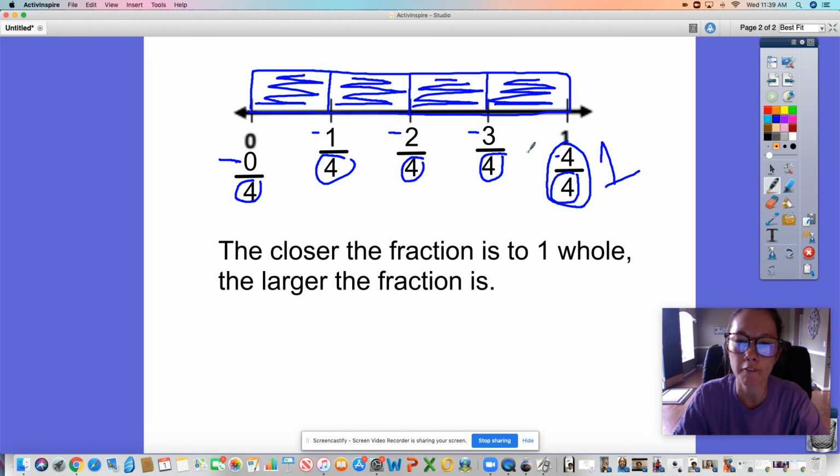So when we're comparing fractions today, if your denominators are the same number, focus on those numerators and see, well, how many parts am I actually counting in this problem?